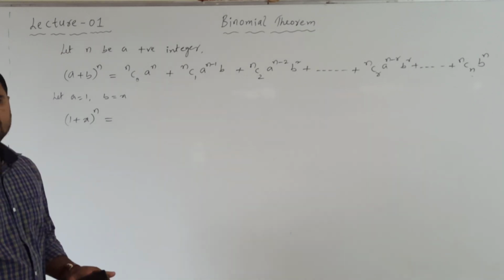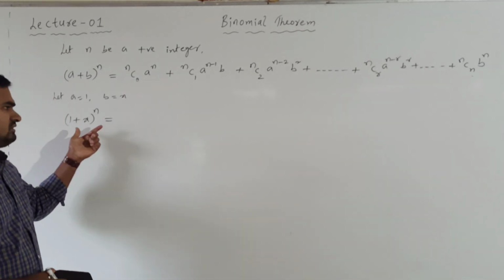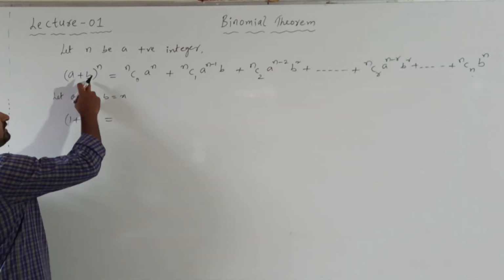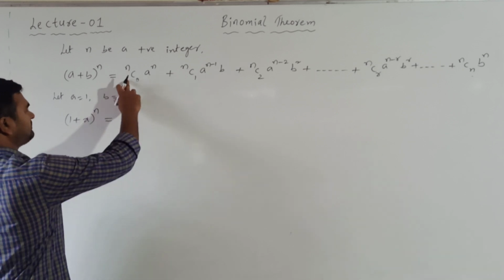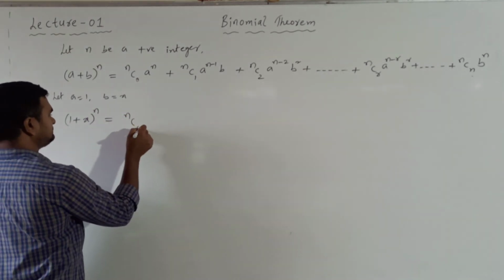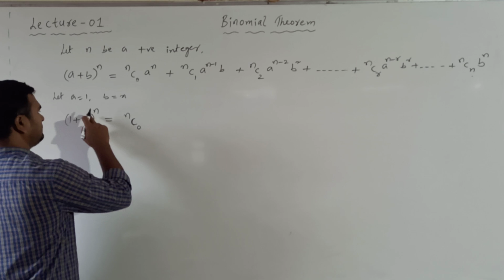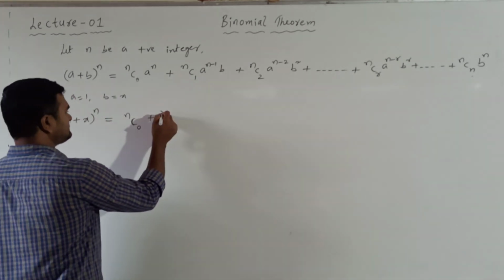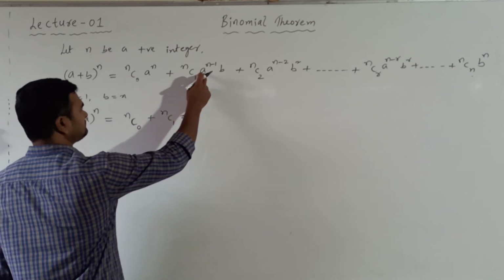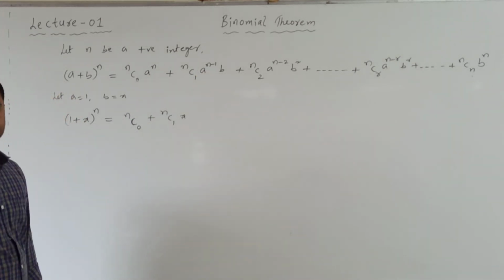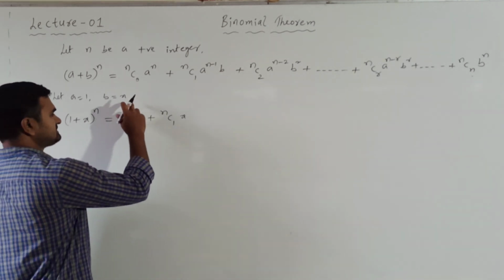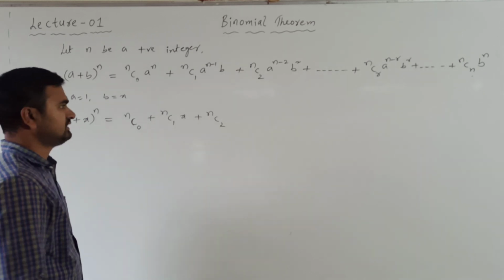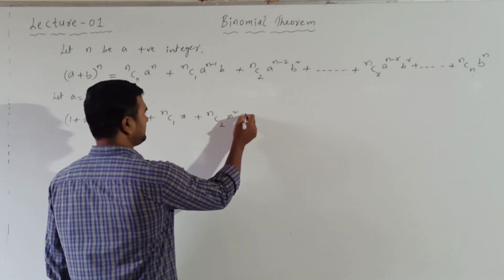This is an important expansion for solving problems. It will be used more: (1 plus x) whole power n. So replacing a with 1 and b with x, this is the expanded form we get. nC0 a power n, where 1 power n is 1 only. Next, nC1 into x, because 1 power n minus 1 is 1 only, into b, which is x, plus nC2, where 1 power n minus 2 is 1 only, b square is x square, and so on.